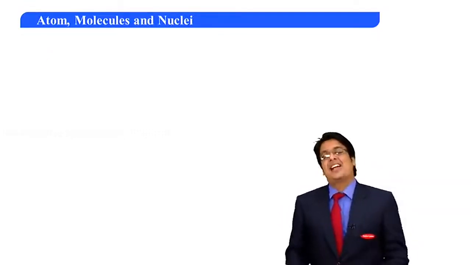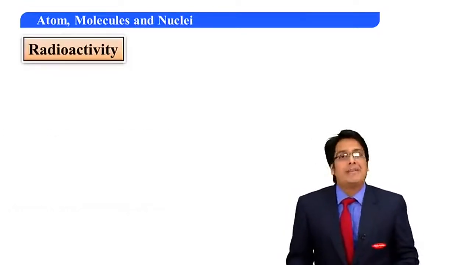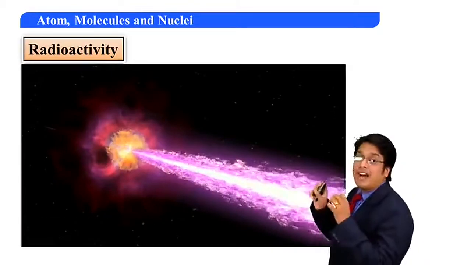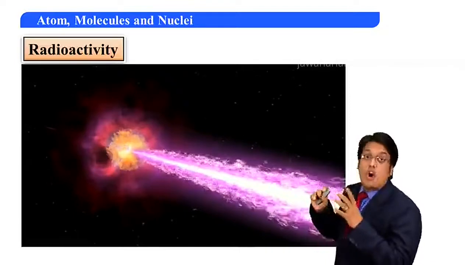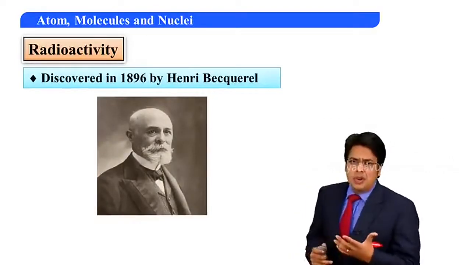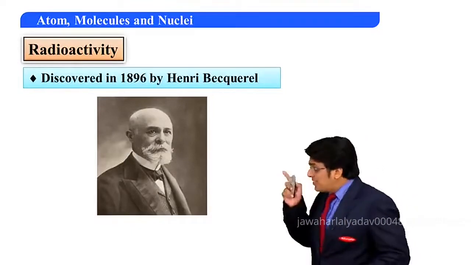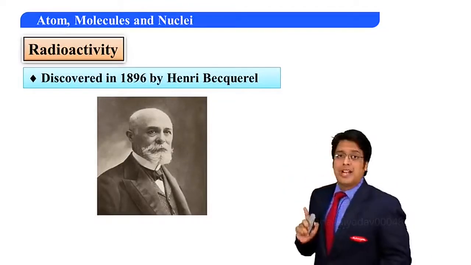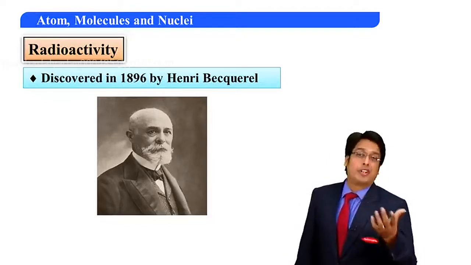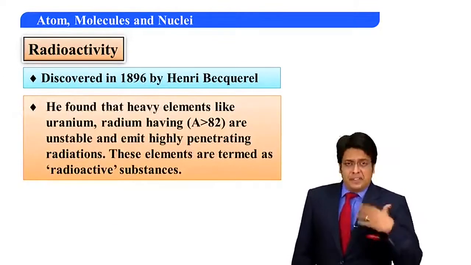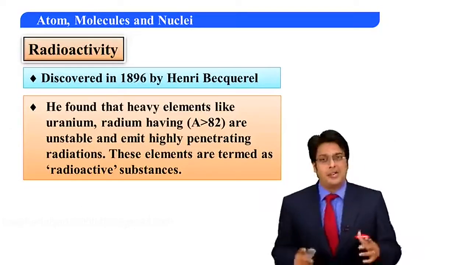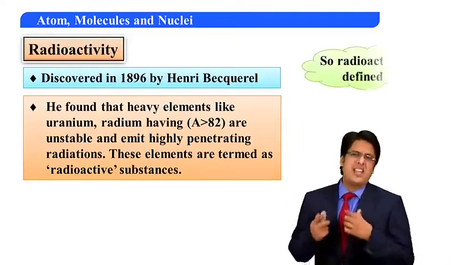So let's understand what radioactive emission is. Radioactivity is the emission of high energy particles or rays together. It was discovered by Henry Becquerel, by mistake, using uranium salt over a photographic plate. But anyway, after studying the whole idea, he found that atomic mass numbers more than 82 are radioactive. They are unstable, they cannot sustain.